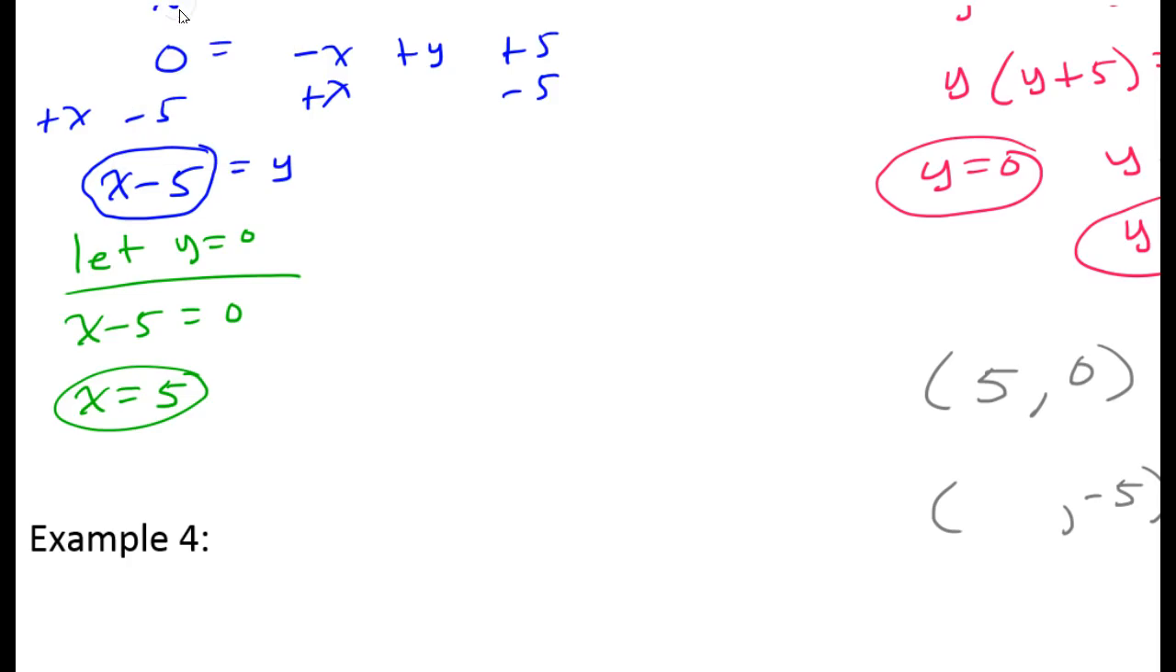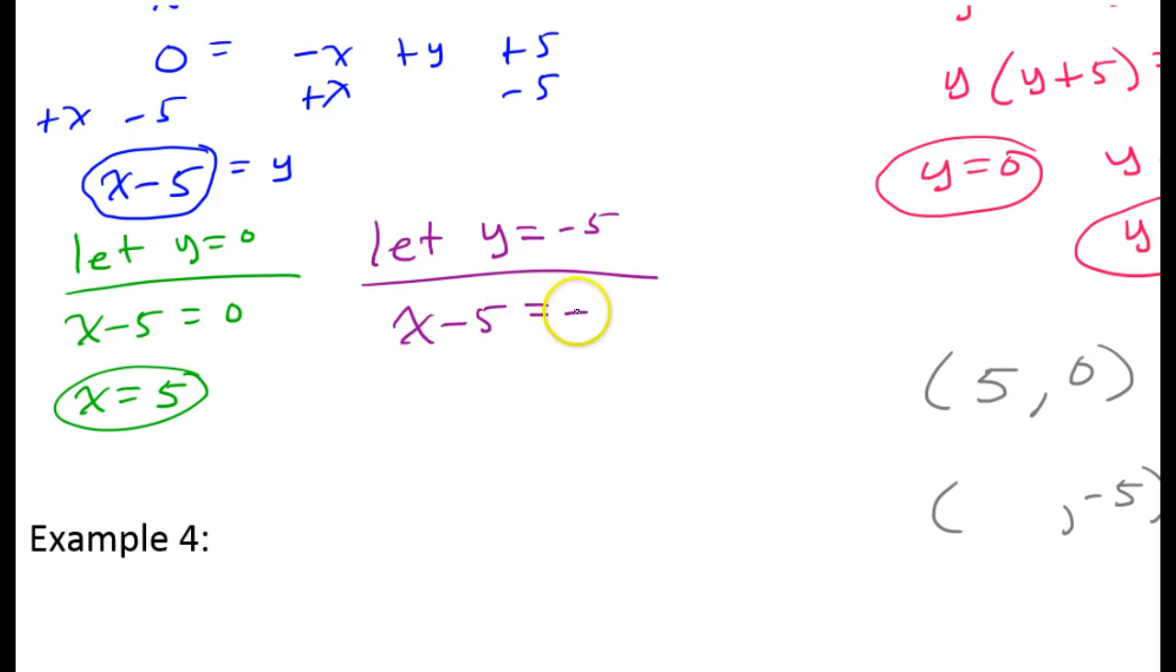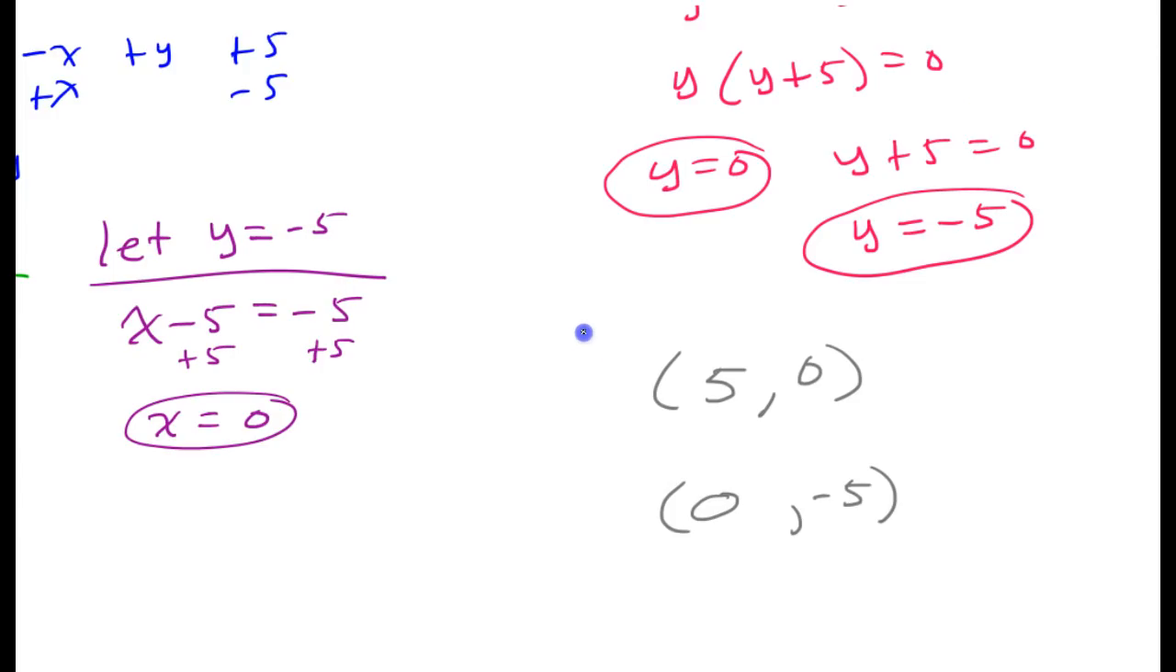Okay. Now let's let y equal negative 5. So this equation becomes x minus 5 equals negative 5. If I add 5 to both sides, I get x equals 0. So y is negative 5, x is 0. And that's it. These are the solutions to the system.